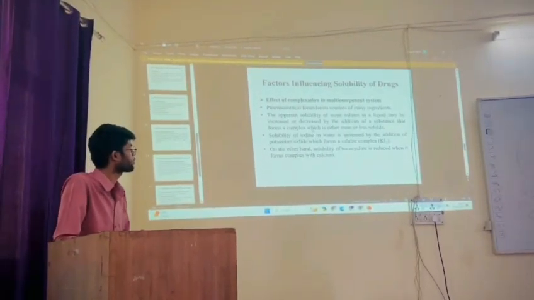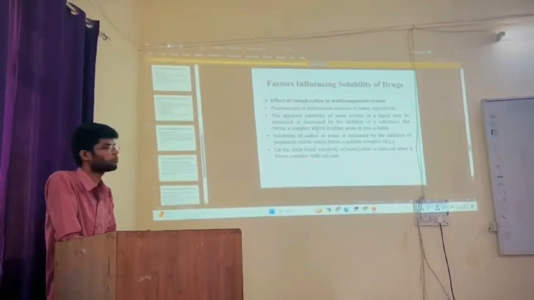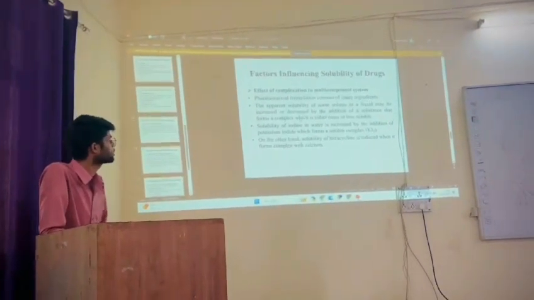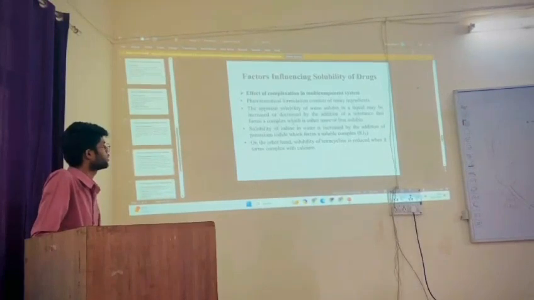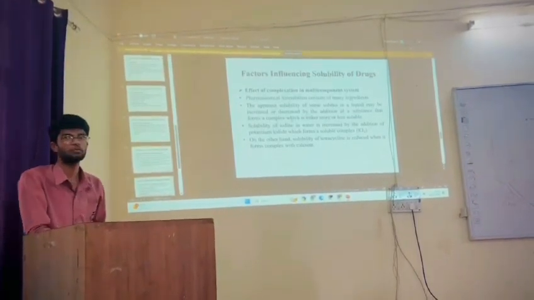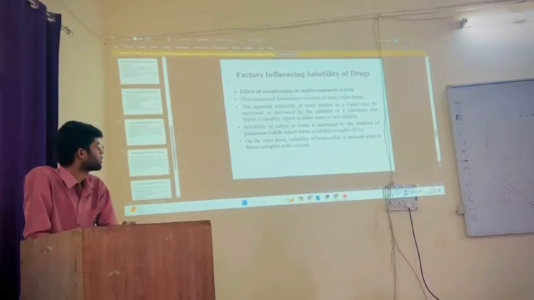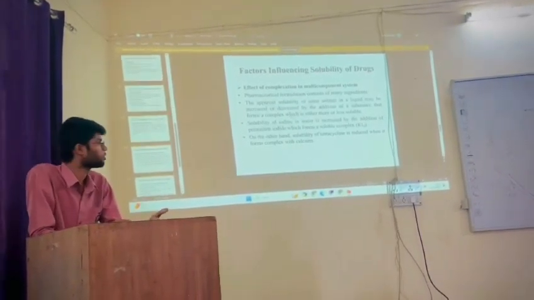The effect of complexation in multi-component systems. A pharmaceutical formulation consists of many ingredients. The apparent solubility of some solid in a liquid may be increased or decreased by the addition of a substance that forms a complex which is either more or less soluble.